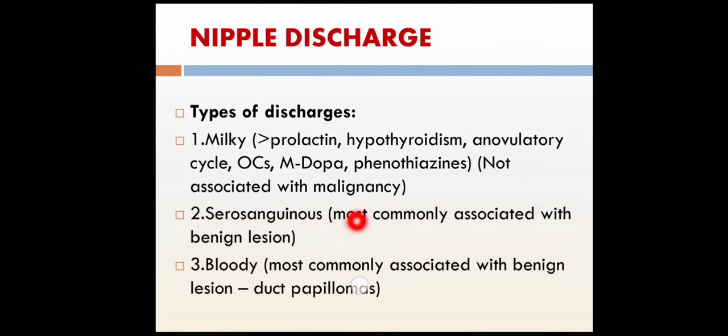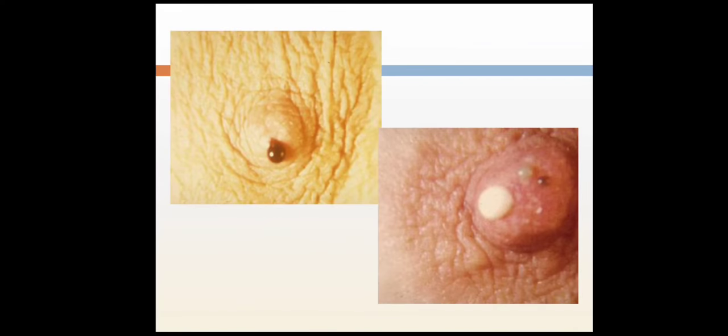The serosanguinous discharge is most commonly associated with benign lesions, but bloody is most commonly associated with, again, benign lesion, and it is characteristically seen in duct papillomas. So here what you're seeing is a bloody discharge and a milky discharge.